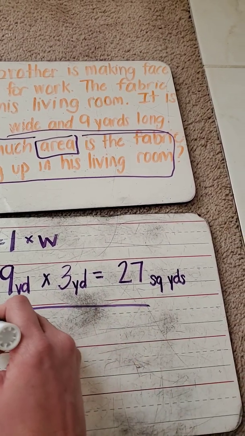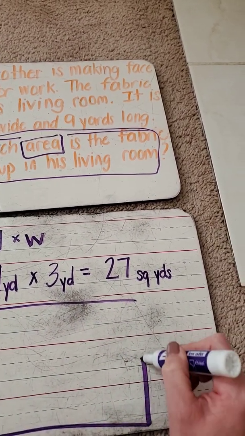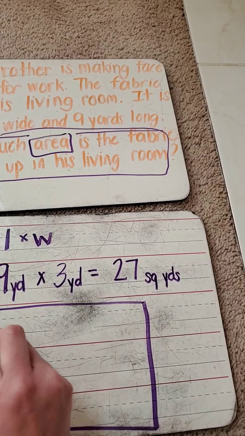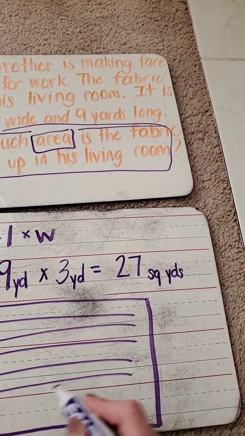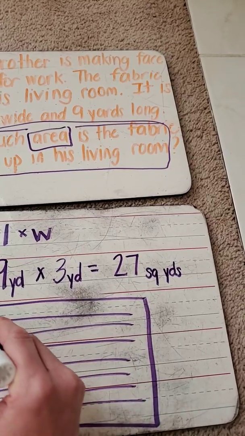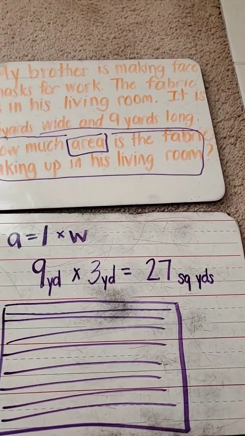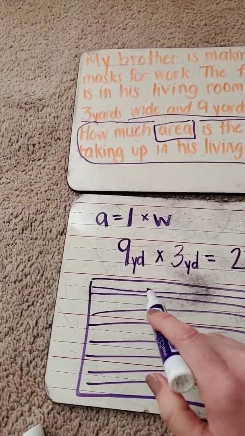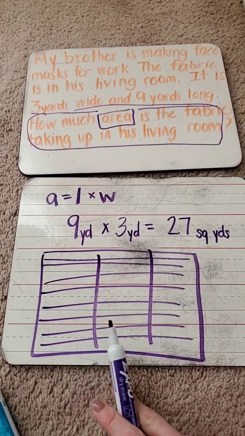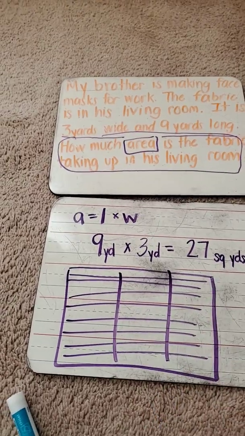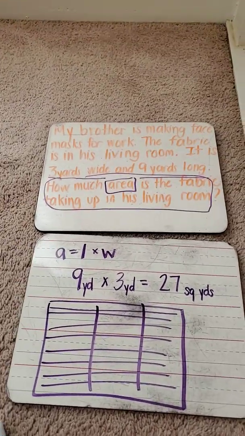And I could draw that out. Ooh, again, I'm not doing such an awesome job of making it look like squares. But it's 9 by 3, and I get 27 square yards.